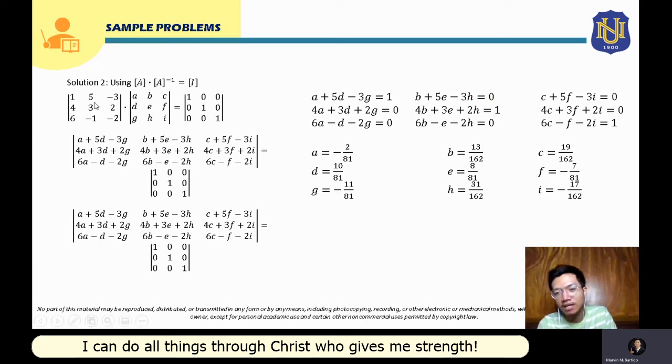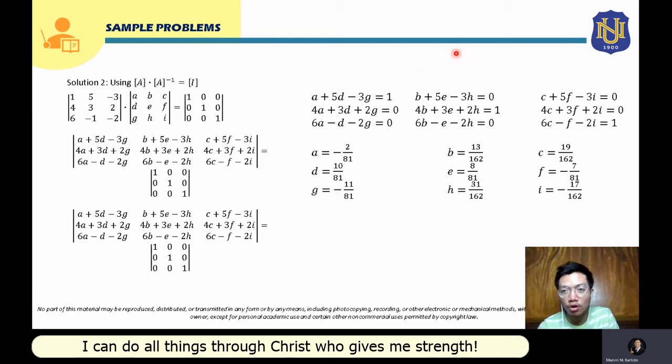To solve this, again, we can use mode 5-2. We just input the coefficients here and the constants at the right side. So for the first equation, B plus 5E minus 3H is equal to 0. That will be 1, 5, negative 3, and then 0. For the next equation, that will be 4, 3, 2, and then 1, and then 6, negative 1, negative 2, 0. So the answer here is 13 over 162 for B. For E, that will be 8 over 81. For H, that will be 31 over 162.